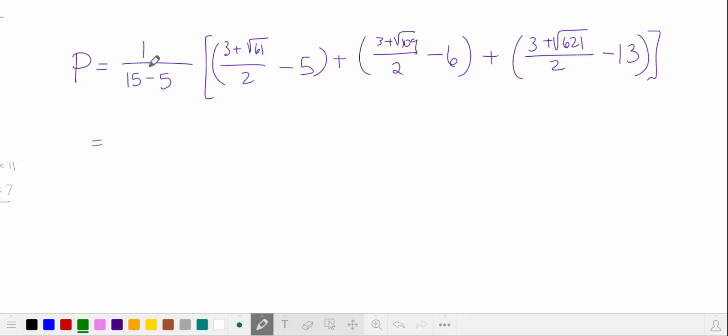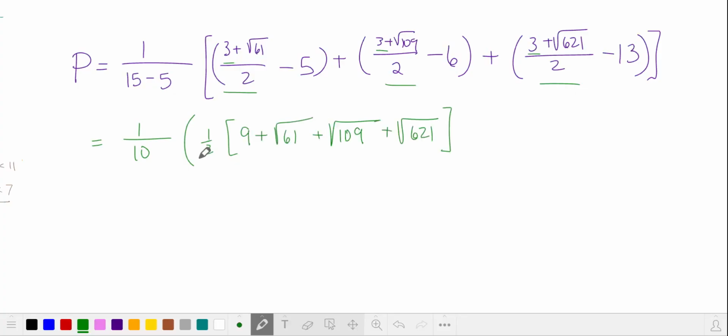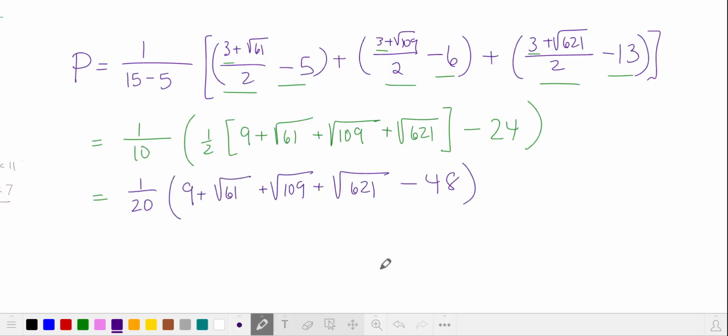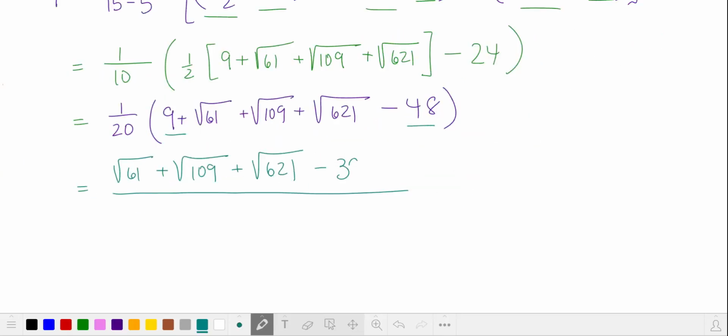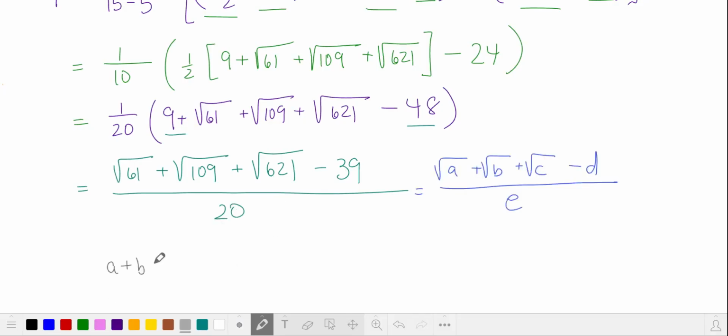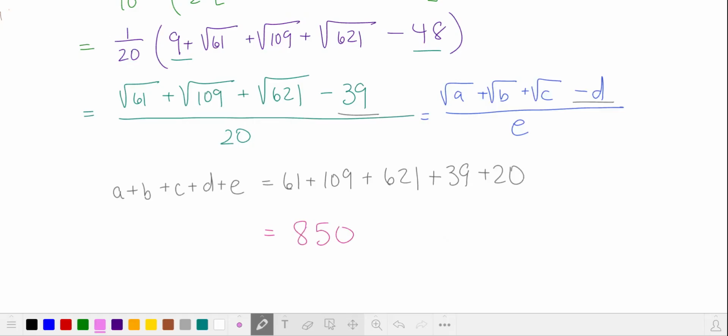Now let's try to simplify. This is 1 over 10, and we'll tackle these fractions. We have 9 and these square roots, all multiplied by a half, and then our integers add up to minus 24. Let's factor out the 1/2. So this becomes minus 48, and combining these terms, we have minus 39 all over 20. The problem asks for the sum of these terms. Careful to get this sign right, and this adds up to 850.